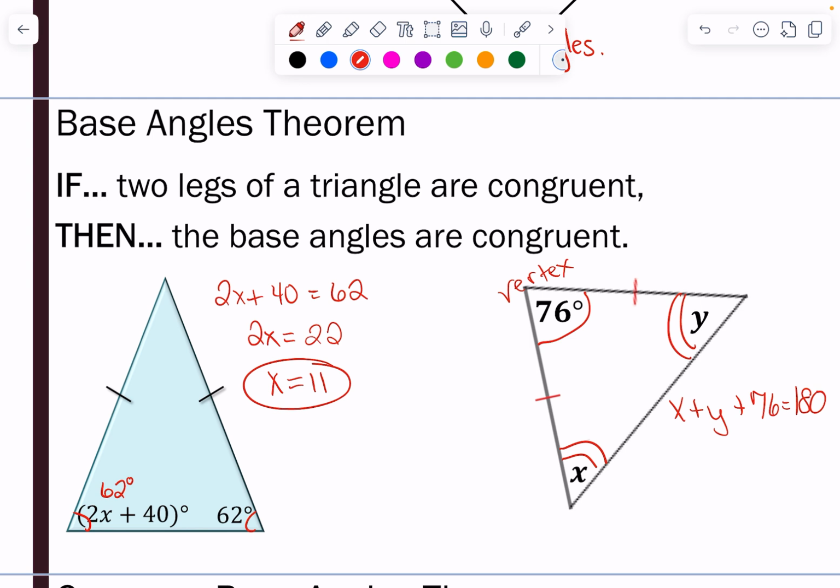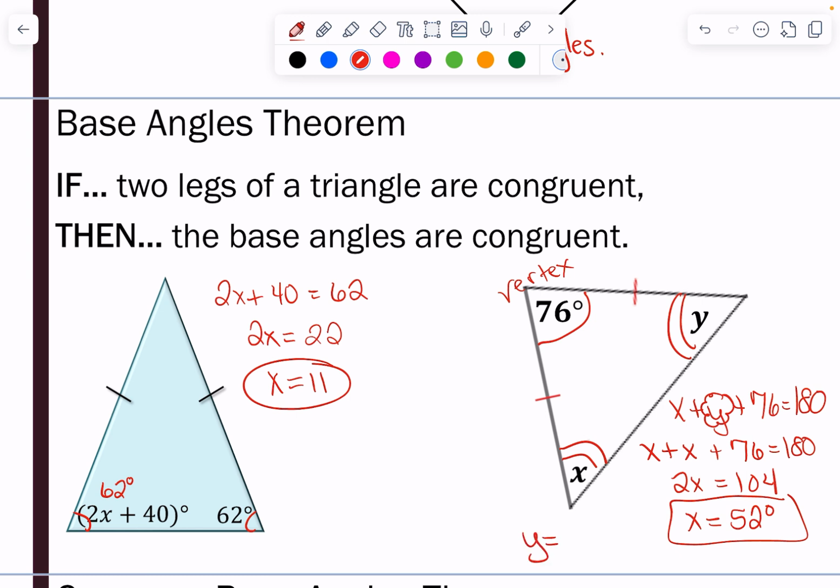So then we know that x and y are the same, so by substitution, we can say x plus x plus 76 is 180. So 2x, I'm going to subtract the 76, would equal 104. We divide that by the 2, and that gives us 52 degrees for each one of those base angles. So x is 52, and y would be 52, because remember, the base angles of an isosceles triangle are congruent.